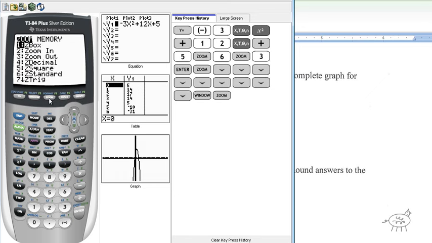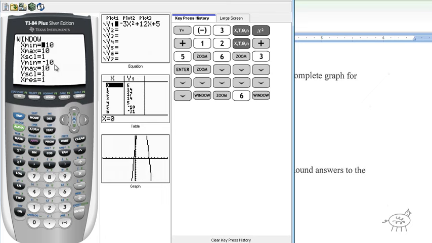Let's do zoom 6 again, zoom standard, and look at what the window was set at. It goes between negative 10 and 10 for the x, and for the y also negative 10 and 10. And that's actually B. Let's look at that graph again. It gives us an okay graph, but it cuts off the top part, so it doesn't show us everything. If I want to find the maximum value, this is not a good graph for that.